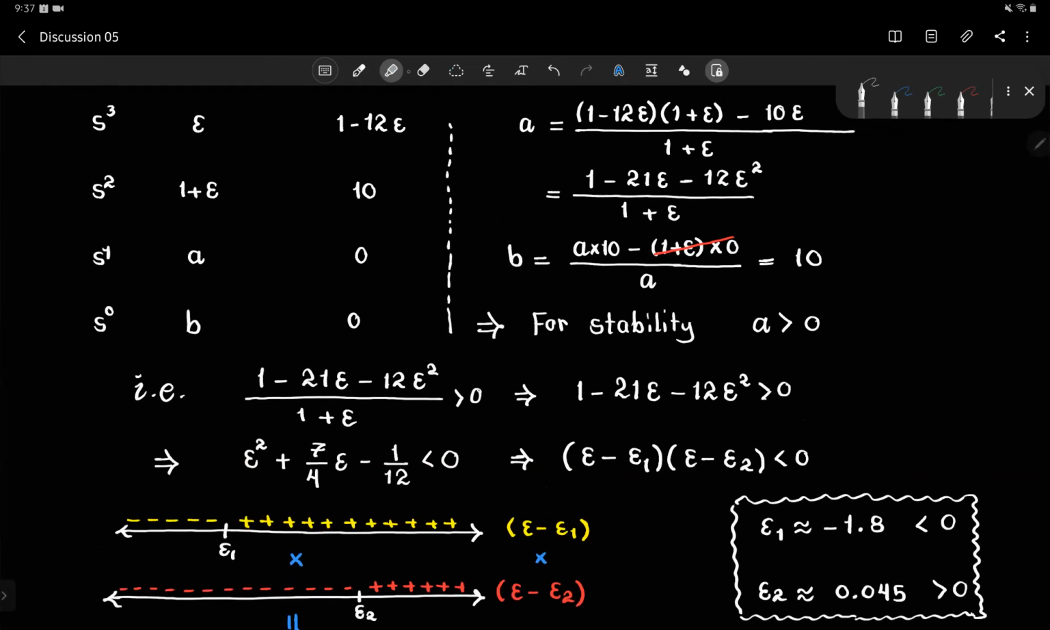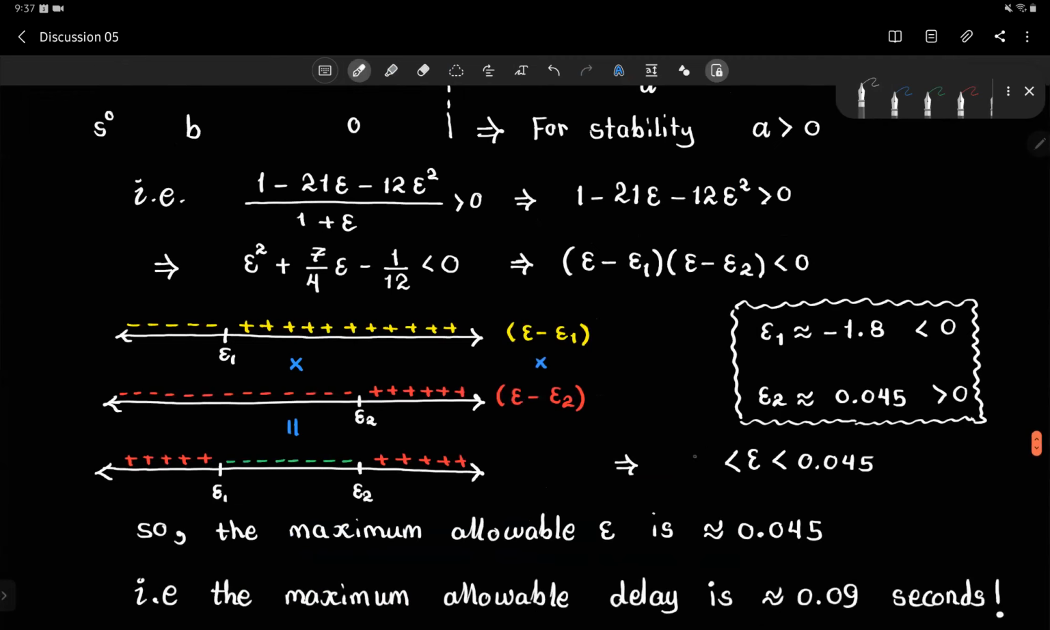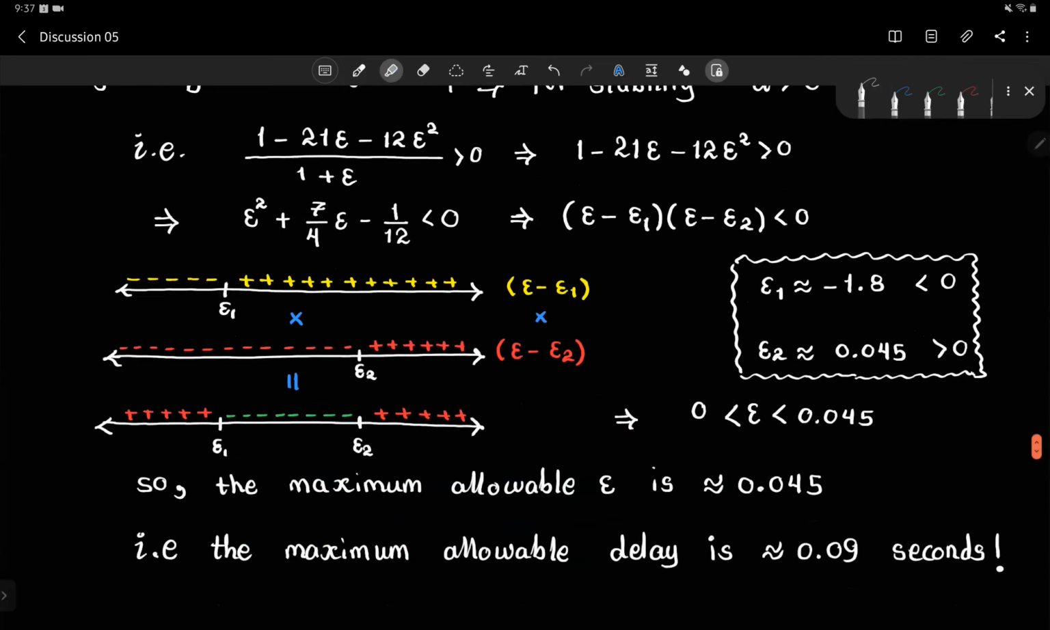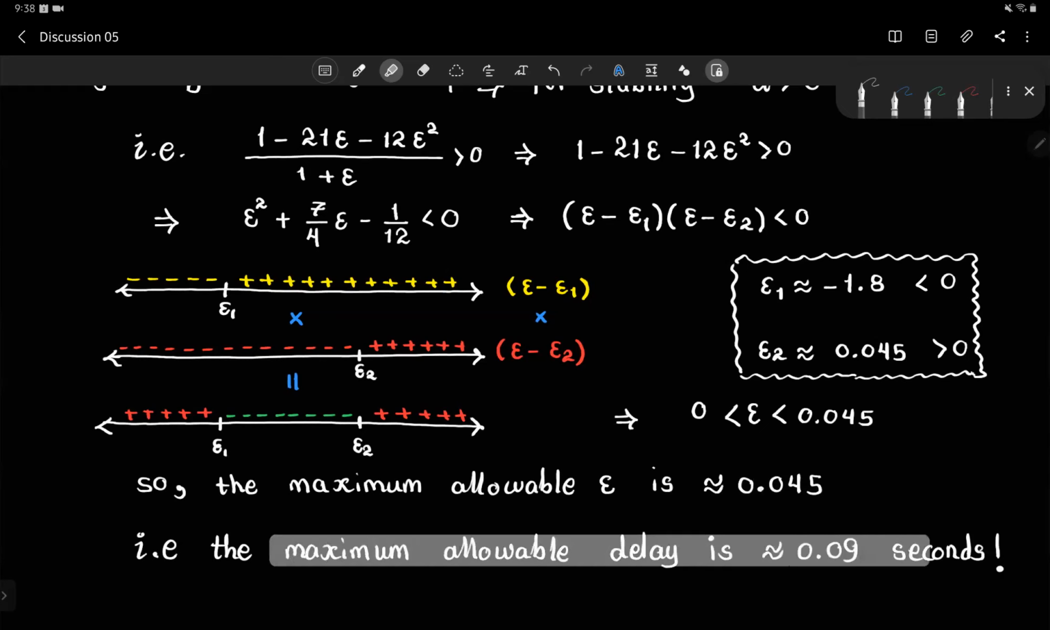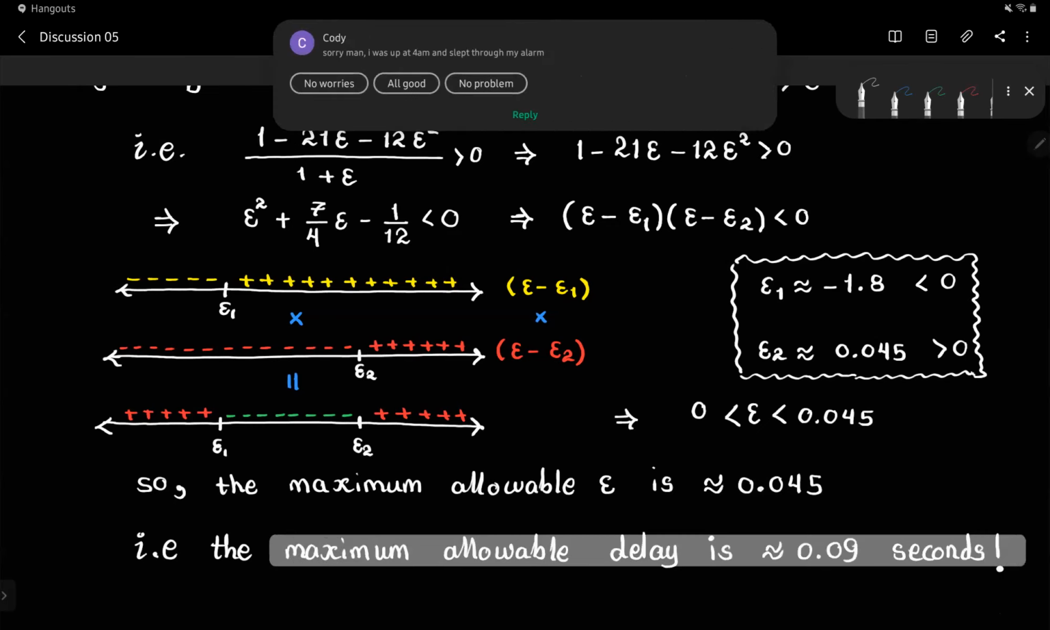And we also know from the problem statement that epsilon is positive. And so we just need that epsilon be bigger than 0 and less than 0.045. Okay, so the maximum value for epsilon that can be achieved is approximately 0.045. Which implies, because the actual delay is 2 times this value of epsilon, the maximum allowable delay we can have is 0.009 seconds.